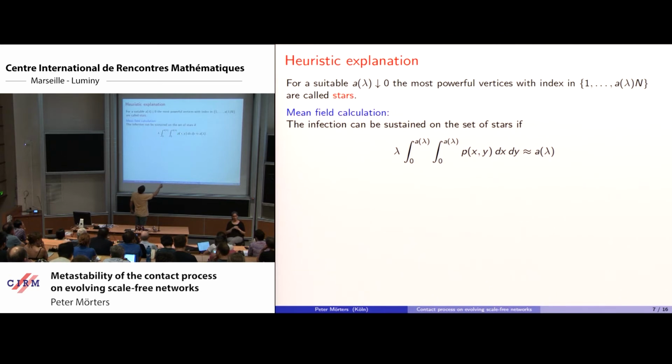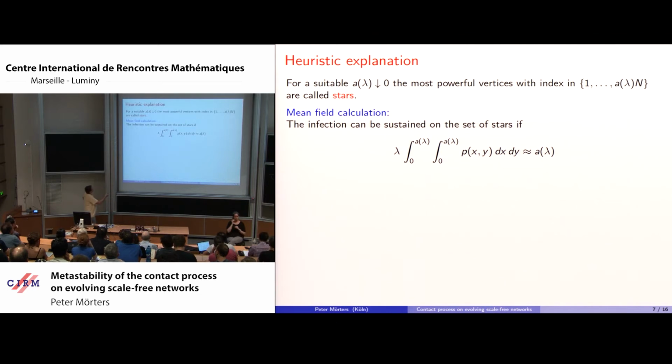So you go over all the stars, of which you assume that you initially have a proportion infected. Pxy is what remains of the probability that the star x is connected to the star y. So you go over all the stars you want to infect. This is the probability that there is an edge, and lambda is the probability that before you recover, the infection will pass along that edge, because lambda is the rate at which the infection passes along edges. And that should again be of order a of lambda. So that tells you, if we can set it up like this, then the stars defined with this a of lambda will be able to retain the infection.